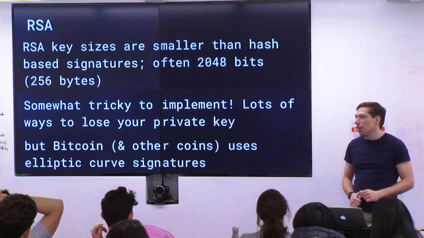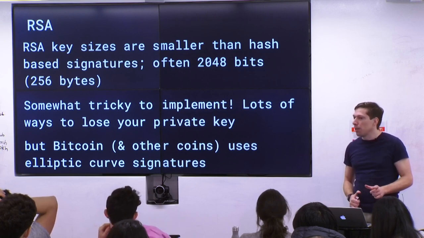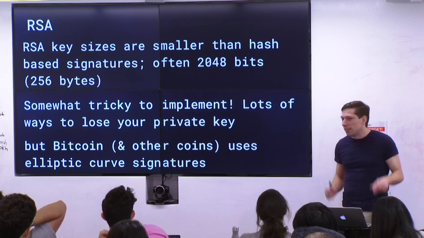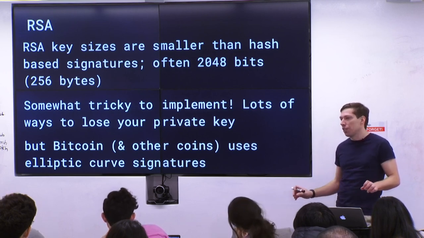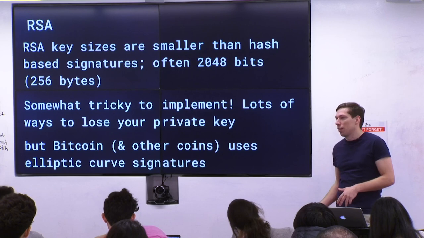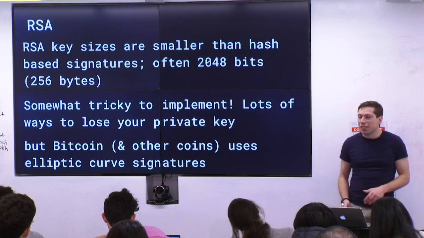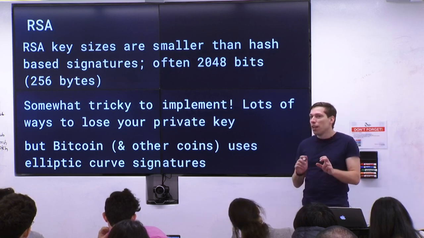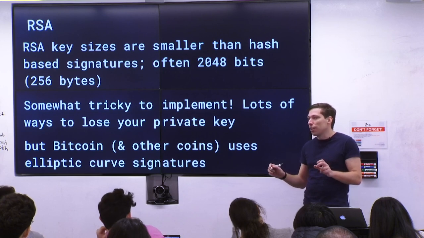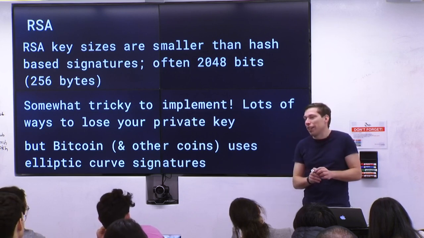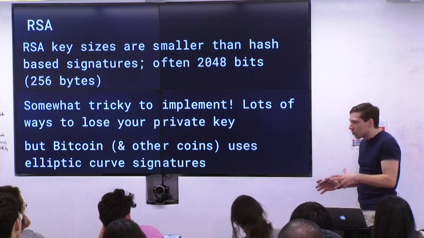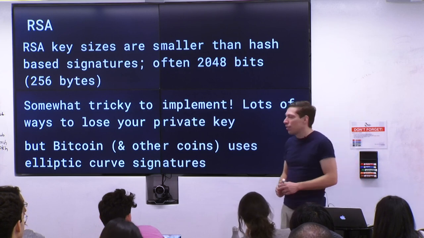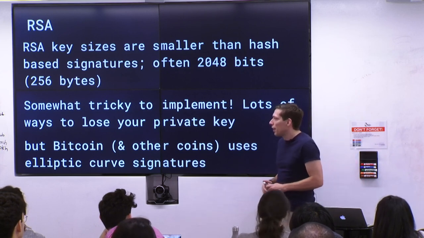If P minus one or Q minus one is smooth, essentially a number that's highly composite and has many small factors, you can find someone's private key. You can factor it. So it's not just that P and Q have to be prime, P minus one and Q minus one have to be not too unprime, it can't be like a power of two or something. Otherwise you can lose your private key. So there's all sorts of crazy things that happen with RSA.